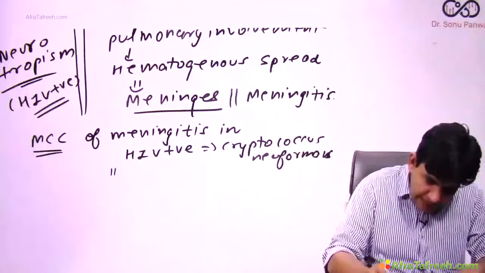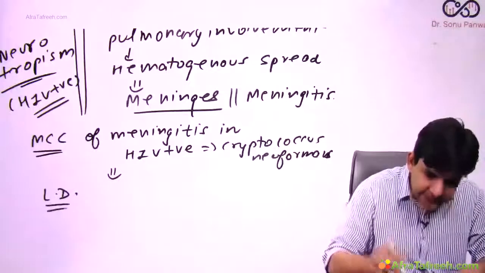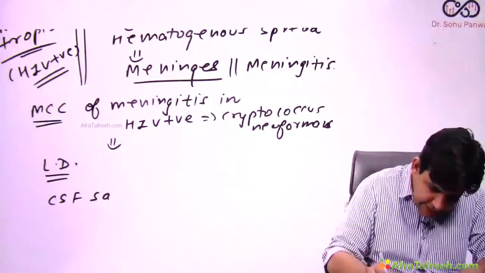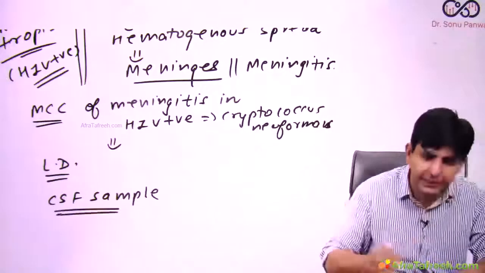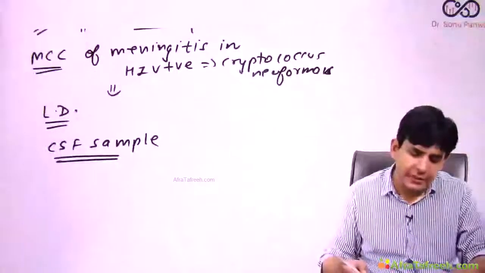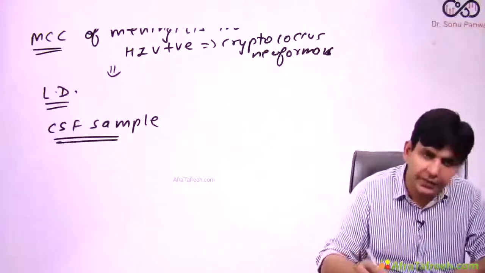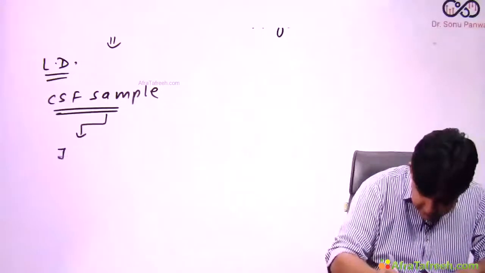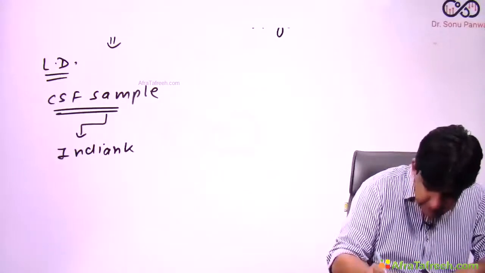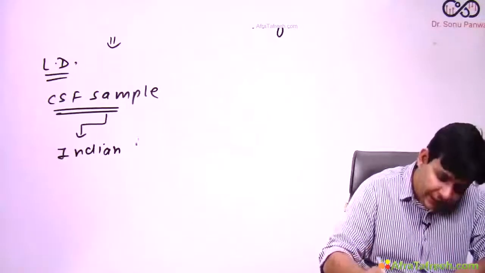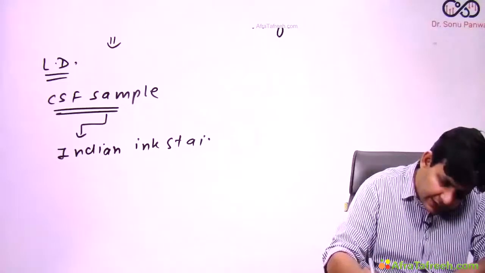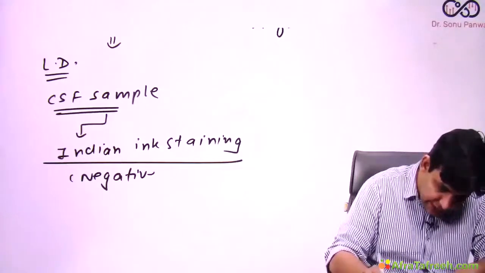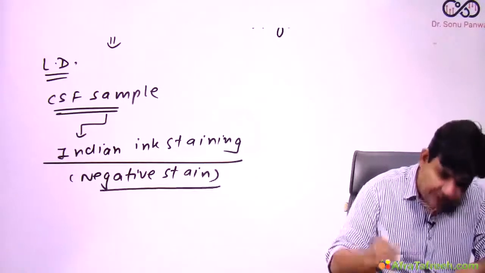Then if meningitis is happening, obviously in the lab diagnosis, which is the sample you will take? You will take the CSF sample. And this particular CSF sample which you have taken, what is done with that? You can do, firstly, Indian ink staining. Okay, Indian ink staining is done, and this particular Indian ink stain is which type of stain? It is a negative stain. Remember, this particular stain is what?